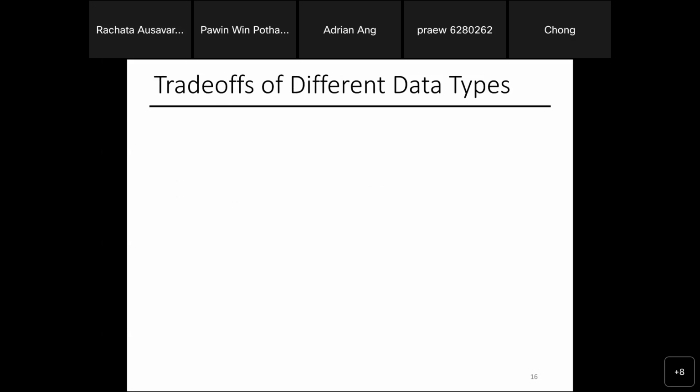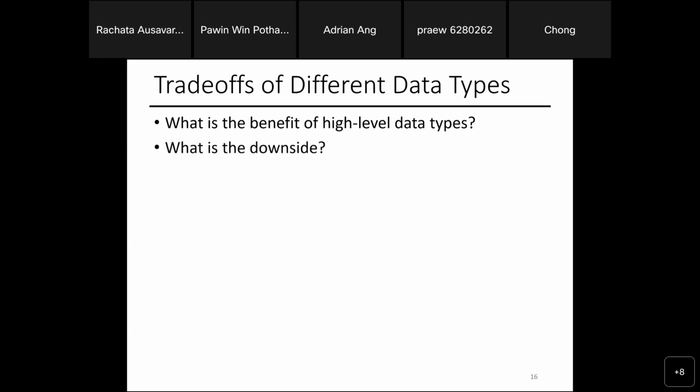So you've seen those slides already from CISC, so I'm going to go a little bit quickly. Trade-off of different data types. These are new. What's the benefit of a high-level data type like a linked list or an array? Abstraction, right? And to be honest, we use it a lot. We use lists a lot. We use arrays a lot, right?